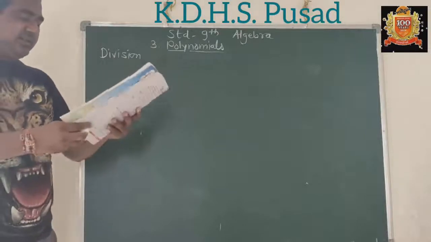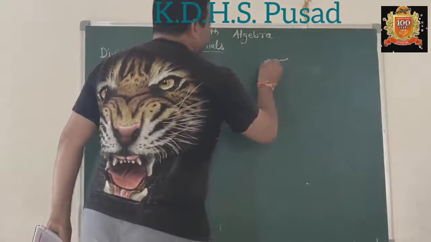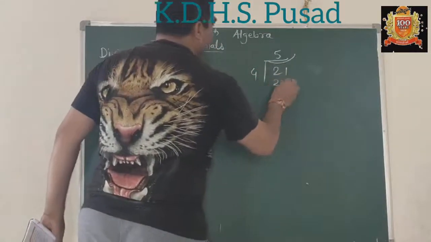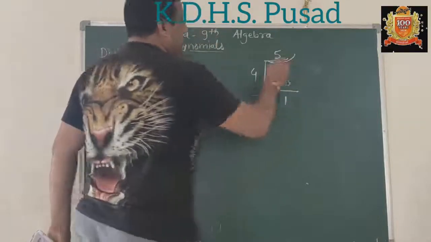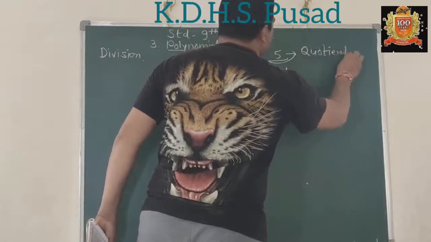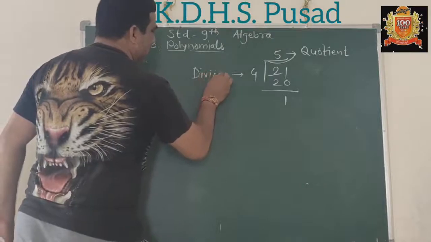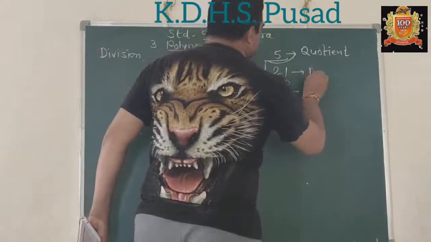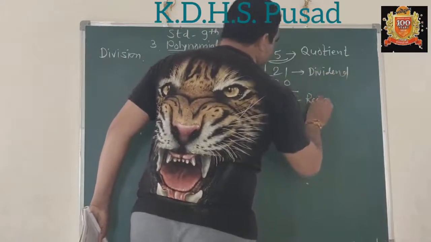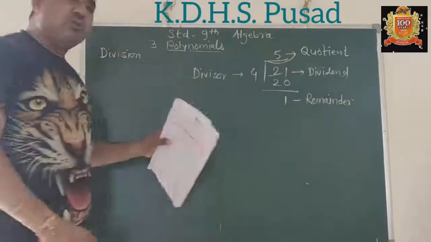In this division method, in standard 9, when we studied such division, 21 by 4, 4 5s are 20, subtraction 1. So here that is the quotient, that is the divisor, that is the dividend, and that is your remainder. That we have studied.